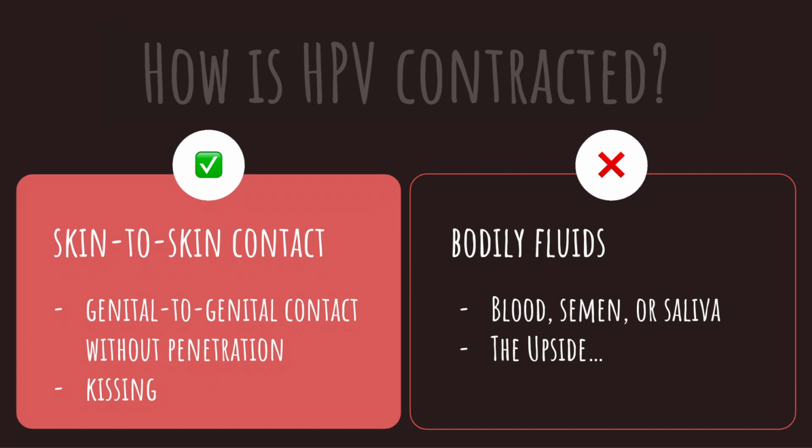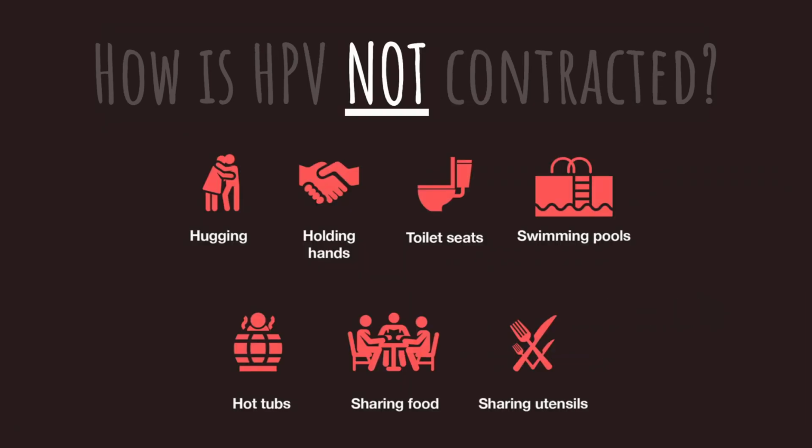The virus is spread mainly through skin-to-skin contact, not through bodily fluids such as blood, semen, or saliva. And unfortunately, this means that genital-to-genital contact without penetration and even kissing, although rare, can spread HPV. But on the upside, you can't get HPV from hugging or holding hands, from sitting on toilet seats or going in swimming pools, going in hot tubs, or sharing food with people, or sharing utensils with friends.